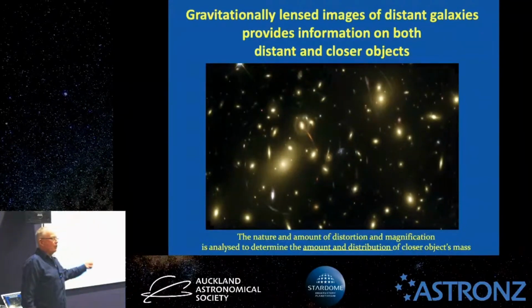not only does this whole process give you magnified images of distant objects, you can do the other way. You can also work out from there, analyse and deduce what you've actually got in front of you, how much mass and where that mass is distributed. If you get more distortion in a certain pattern, that tells you you've got X amount of mass in a certain part of that so-called gravitational lens. Yep, so the nature and the amount of distortion and magnification is analysed to determine the amount and distribution of the closer object's mass. And that's the important part coming up here with dark matter.